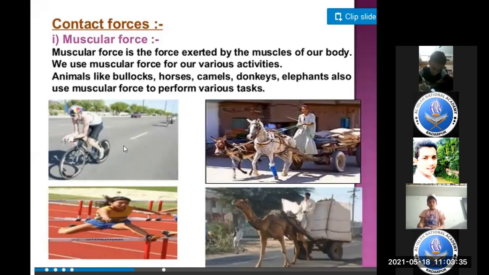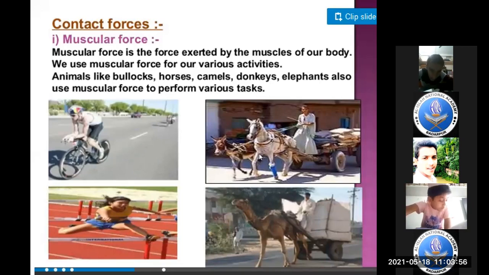Now, consider the first example. Can you see one picture on your screen? Yes, sir. Cycle. So here, what is he using? He is using muscle or not? Yes, sir. So here we can consider our muscular force.